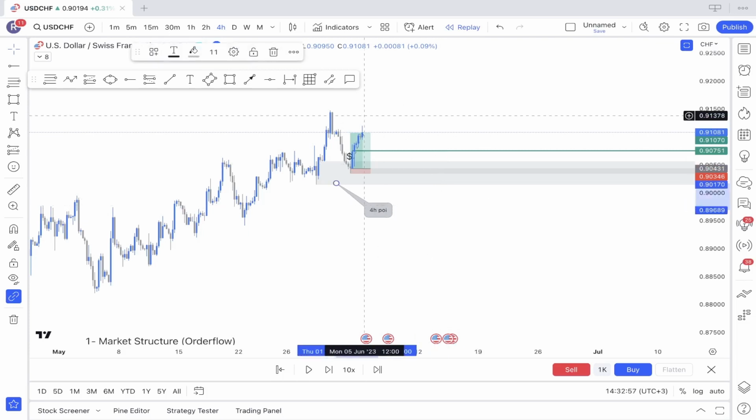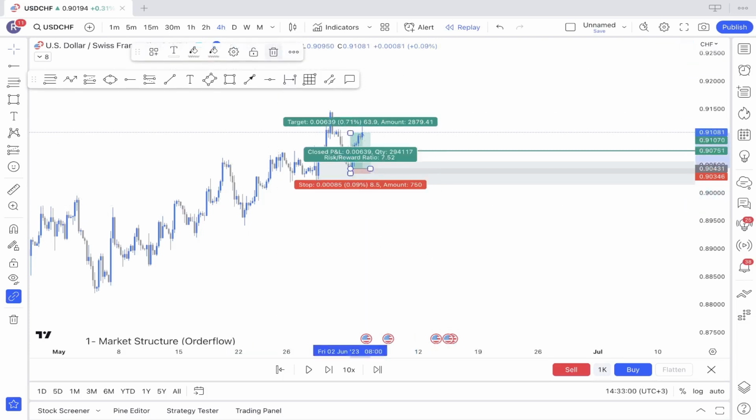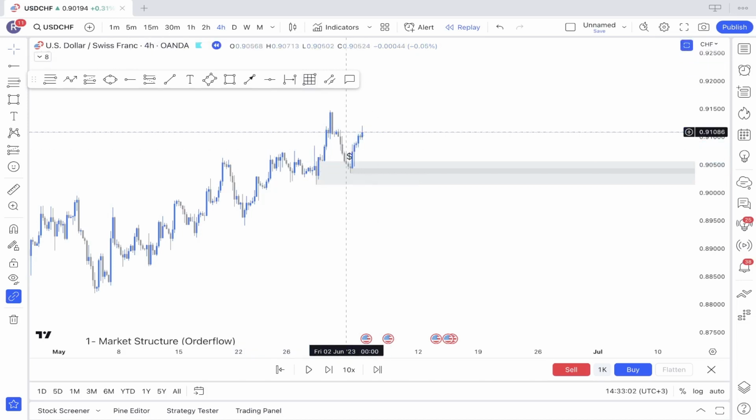So now let me quickly clean up the chart and show you the second example. And this one will be a sell limit, and it's actually on the same exact pair, USD CHF. So let me quickly play the market.